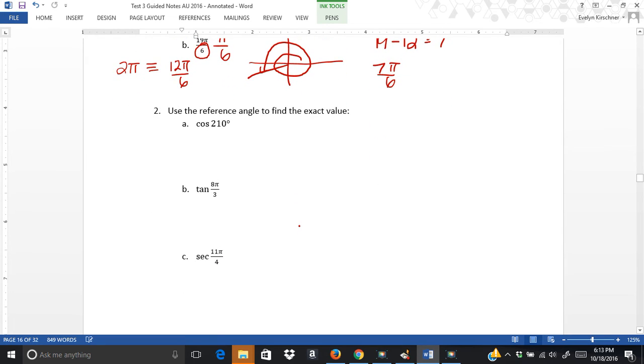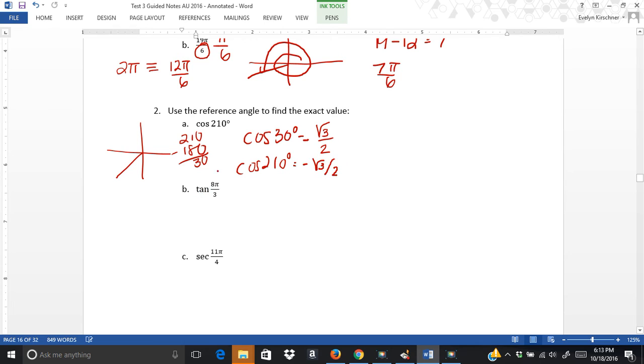Now I want to use the reference angle to find the exact value. Well, I have cosine of 210. Let's see, 210 is in this quadrant, so I need to do 210 minus 180, which gives me 30. So I need to know what the cosine of 30 degrees is, and that is radical 3 over 2, but it's in that quadrant, so the cosine of 210 is negative radical 3 over 2.